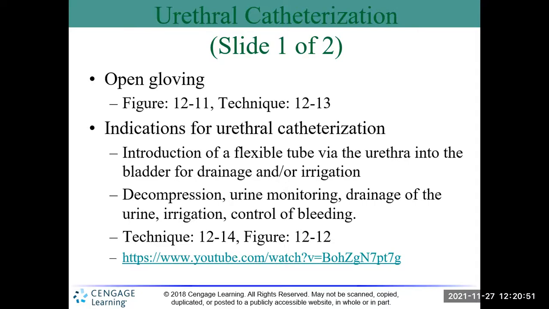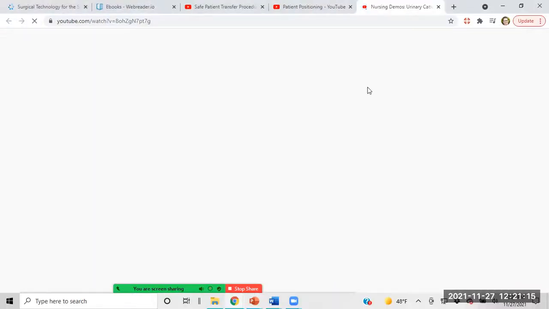So sometimes these are going to be done just for irrigating of the bladder. And it could also be used for decompression of the bladder, urine monitoring, drainage of the urine, like I said, irrigation, and then control bleeding. So you'll definitely take a look at those techniques and figures in the book, but let's watch this video too.